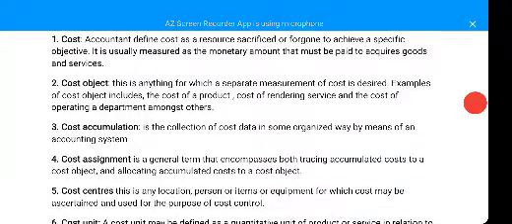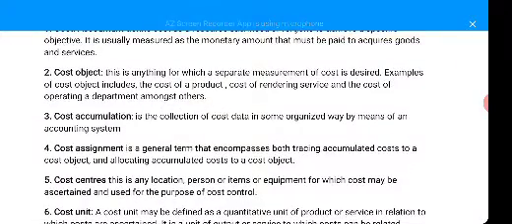So let's look at two, cost object. This is anything for which a separate measurement of cost is desired. Examples of cost objects include the cost of a product, the cost of rendering a service, and the cost of operating a department, among others. So a cost object is anything for which a separate measurement of cost is desired.